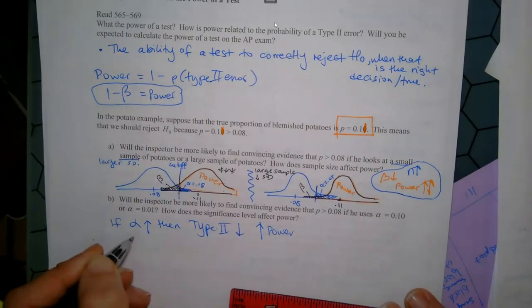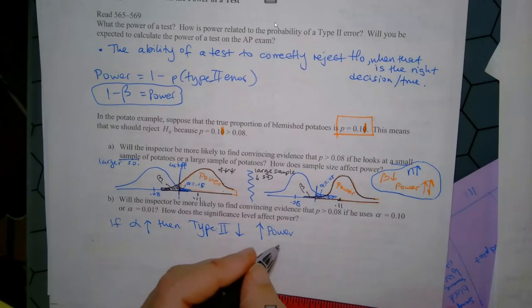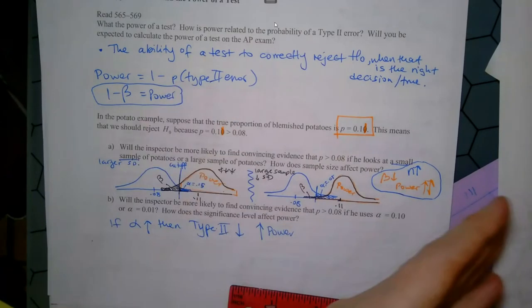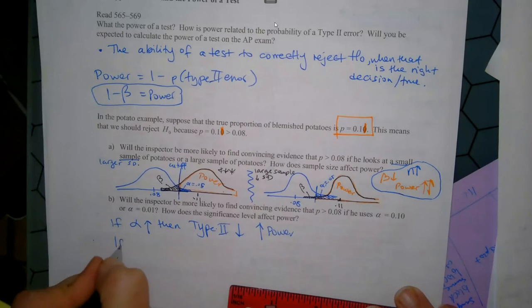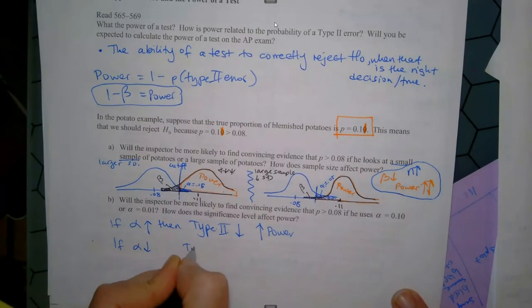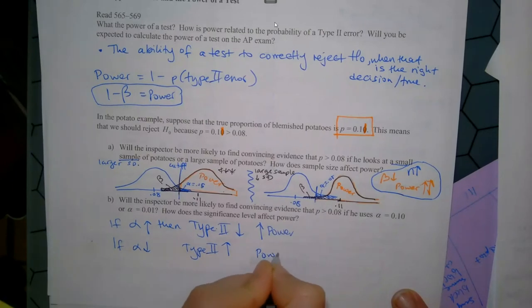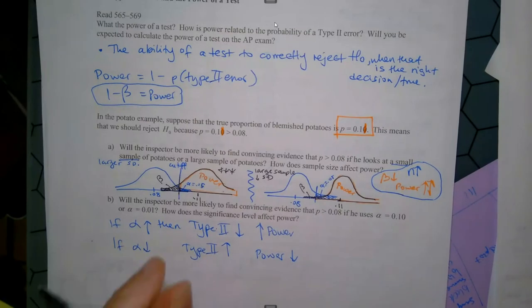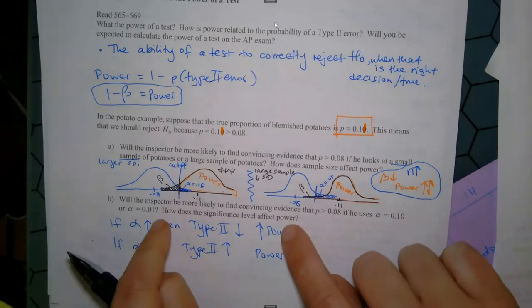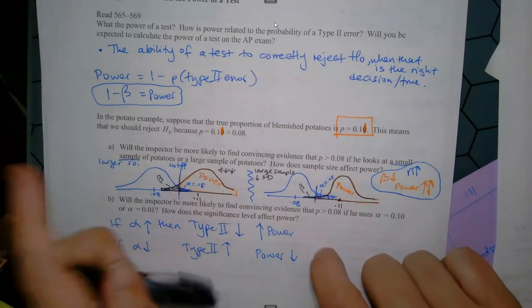So your highest alpha level will have the most power if you can't change anything else about your study, if you've already picked a sample size. If your alpha level goes down, then your type 2 error will go up and power will decrease. So this is not as strong an effect as the sample size effect, right? This was kind of a huge improvement.